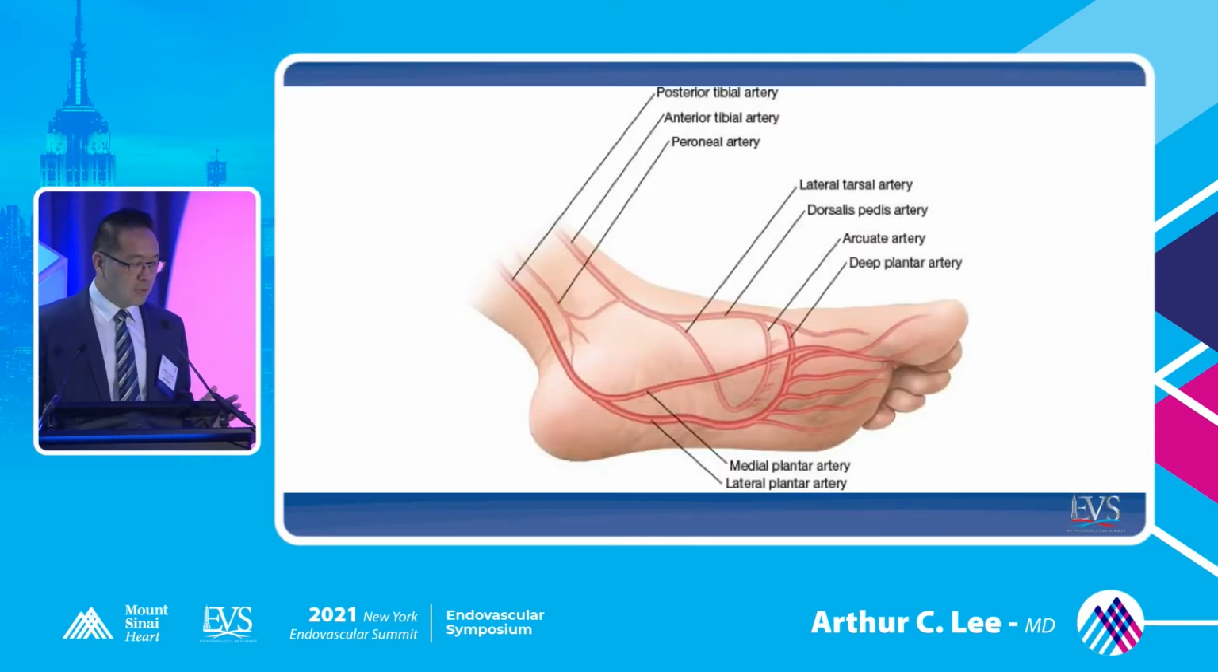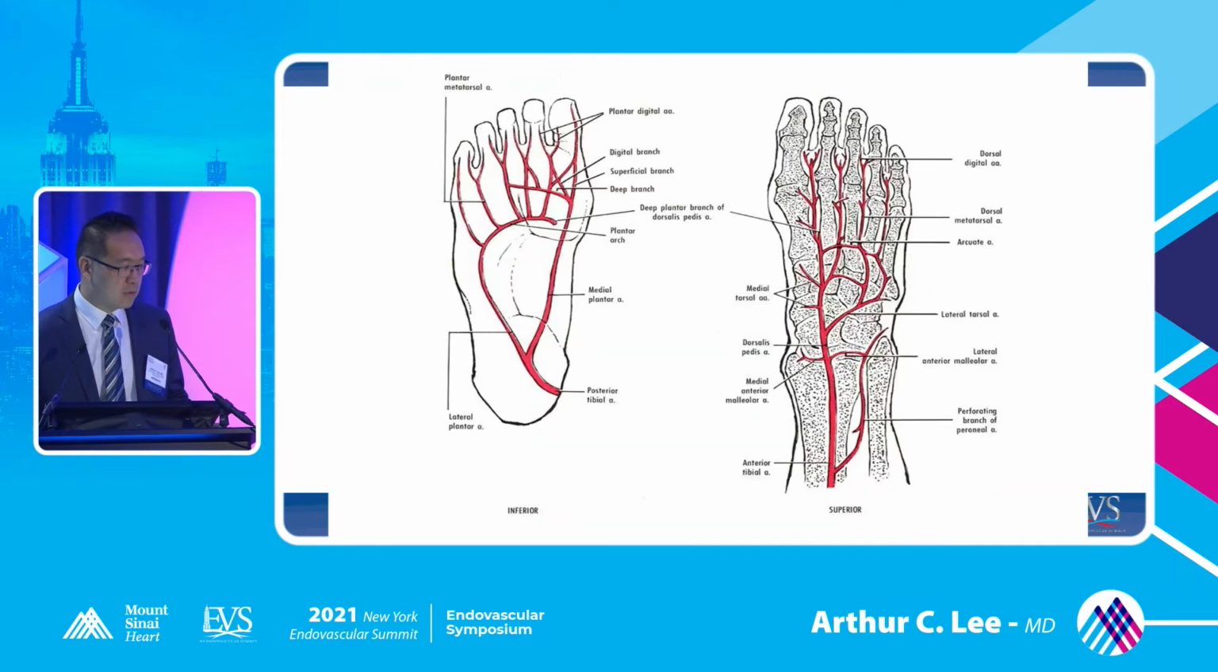Again, just for reference, you have the posterior tibial circulation, which is the medial and lateral plantar vessels that give the digital vessels, and then the perforating or deep plantar artery that connects into the dorsal circulation, into the dorsalis pedis. And then on the dorsal side, not always, but a lot of times, you have the lateral tarsal artery connecting with the arcuate, like a loop that supplies the digital vessels from the dorsal aspect.